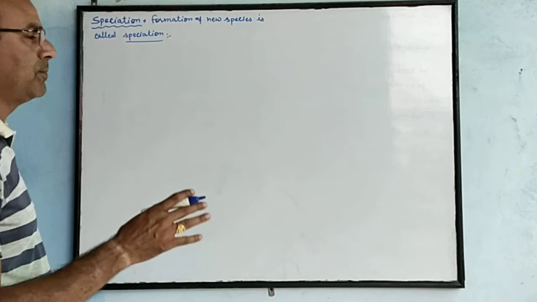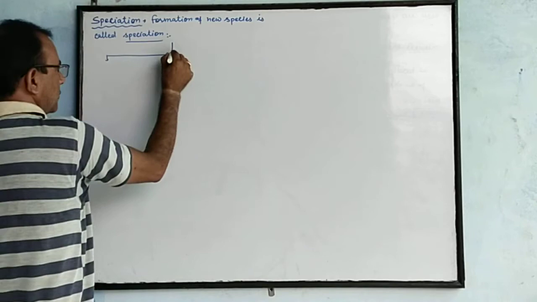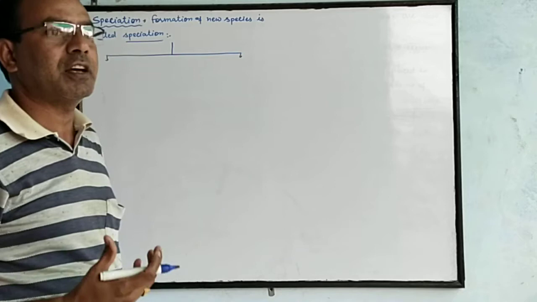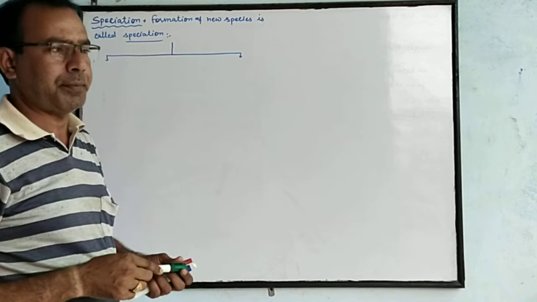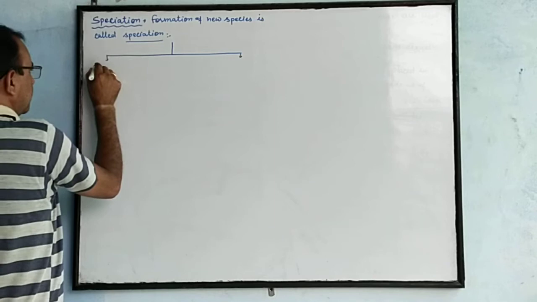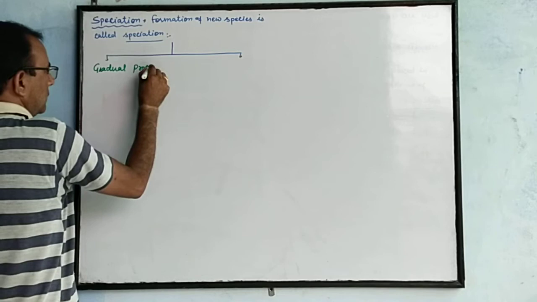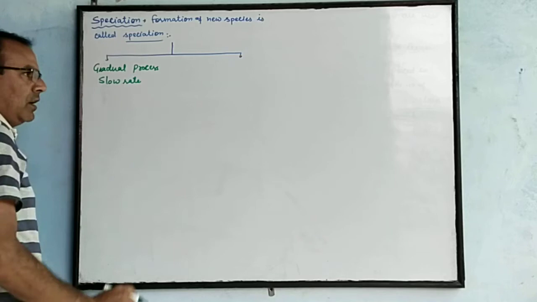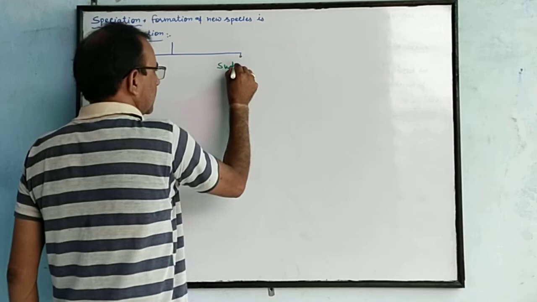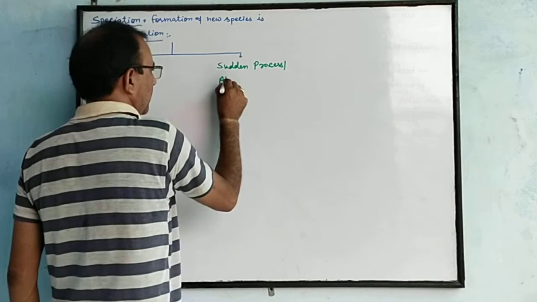Speciation is basically of two types. One speciation occurs in a slow process, that is called the gradual process, and one is very fast or sudden, that is called abrupt. The gradual process occurs at a very slow rate. The other is very fast or sudden. You can also call it the sudden process, as well as the abrupt process.